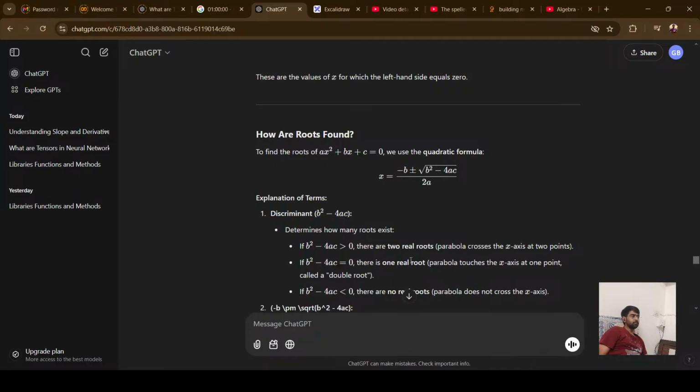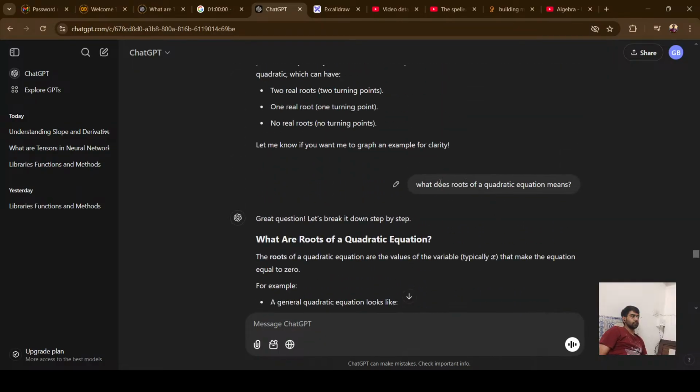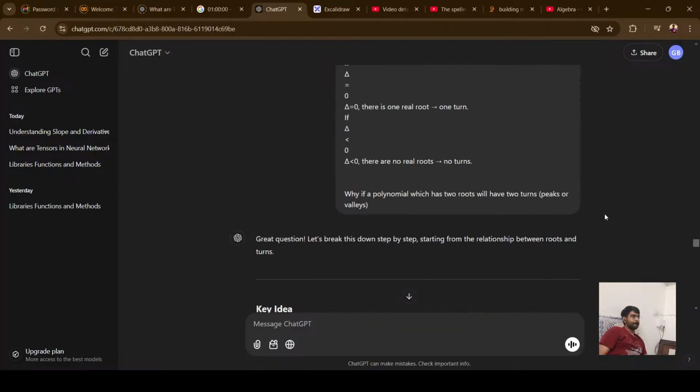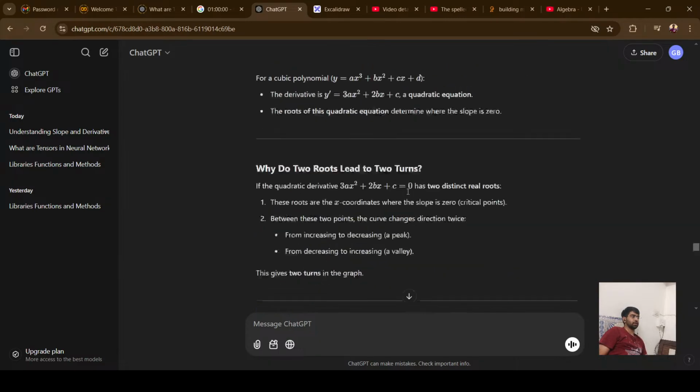Okay, what do the roots of a quadratic equation mean? So this is understood, this is done, right? The roots of a quadratic equation means to find the values of x where the value of y of x equals to 0, right? Why, if a polynomial has two roots, will it have two turns? This is a question still.